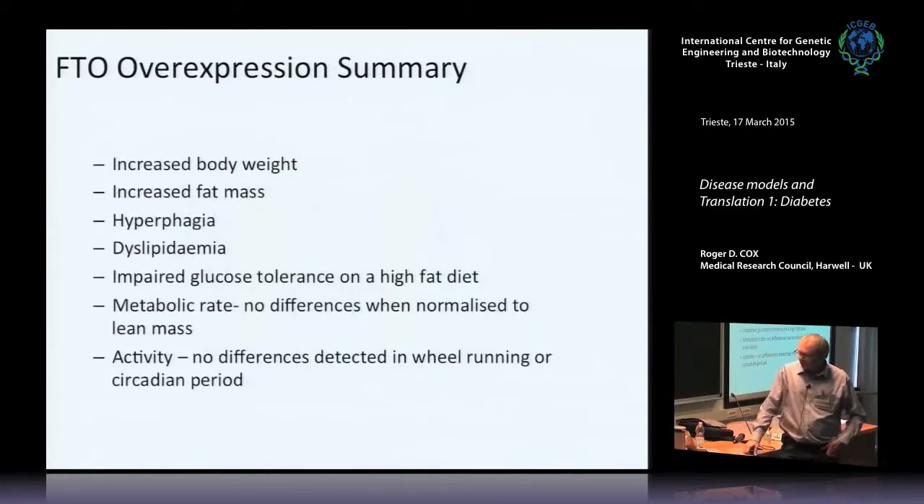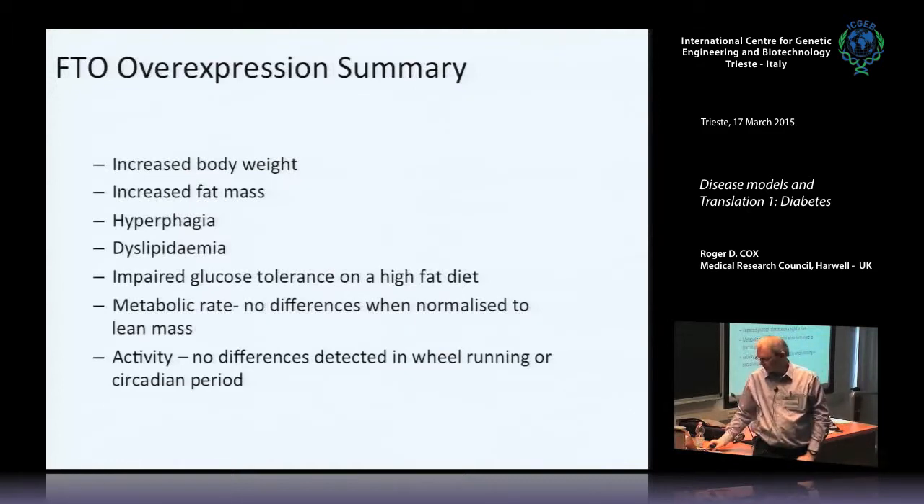So in summary, we found increased body weight, increased fat mass, hyperphagia, dyslipidemia, impaired glucose tolerance on the high-fat diet, no differences in metabolic rate when you normalize for lean mass, and no differences in activity detected by wheel running or circadian period measurements.